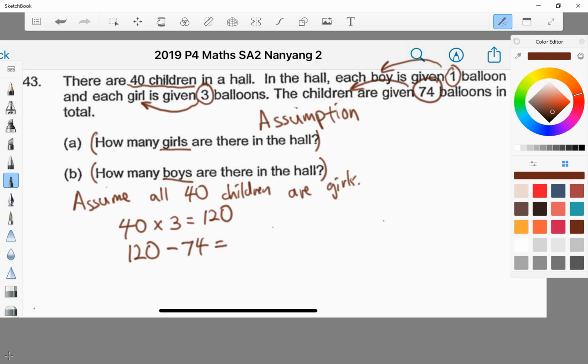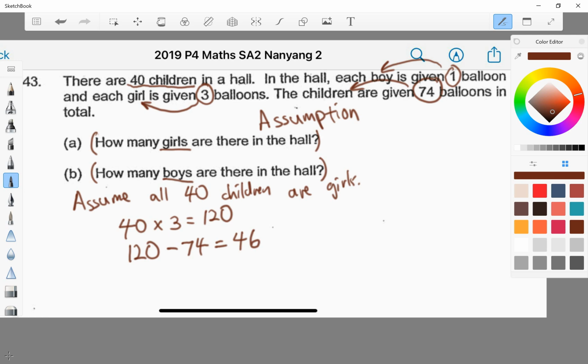Everyone will discover that in doing so, there is an extra 46. Meaning, when we assume all the 40 children to be girls, we are adding 46 extra balloons. But these 46 extra balloons are given to who? That is the big question. So how do we explain this?